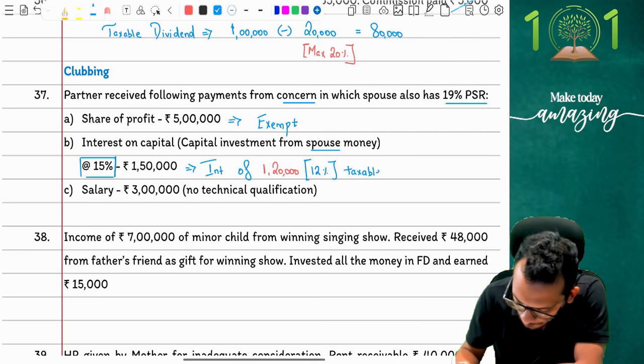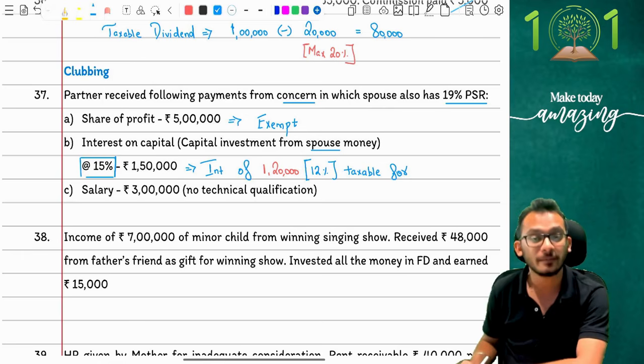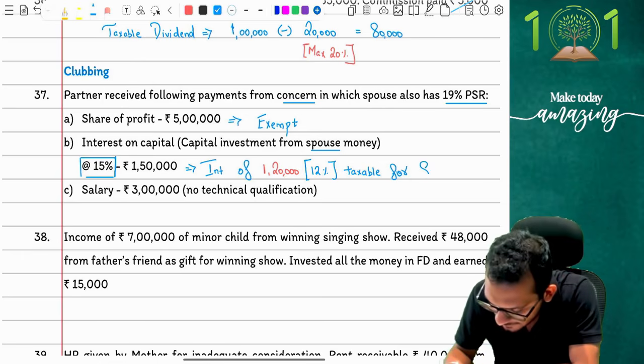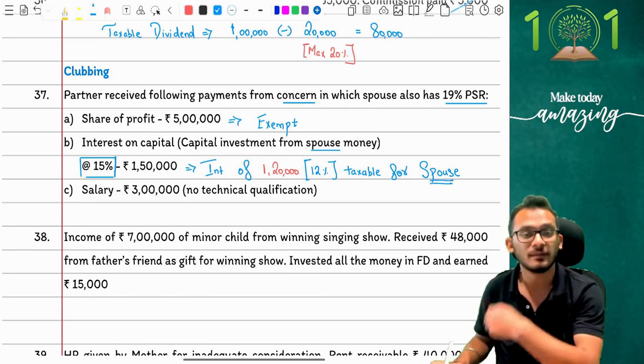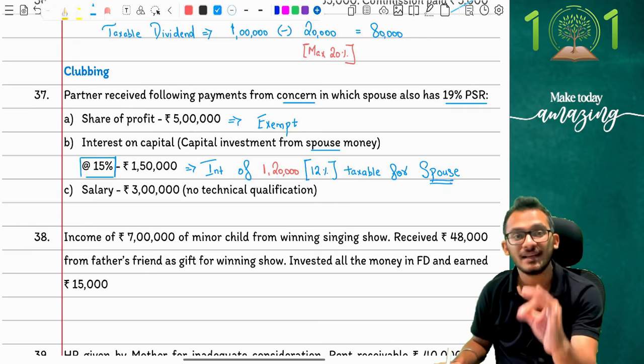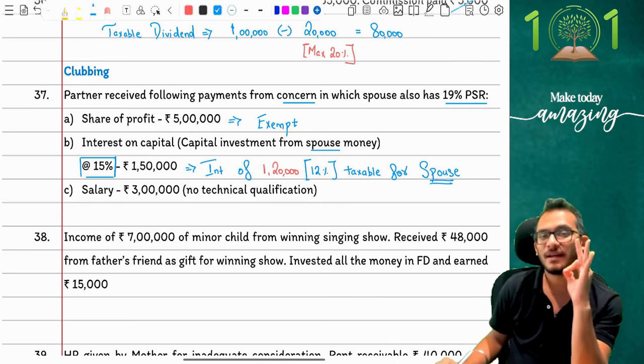Yes, I'm going to say interest of rupees 1,20,000, which is nothing but the 12%, is taxable for the spouse. It is taxable for the spouse. That is what the conversation is. Clear? Yes. Keep that in mind.